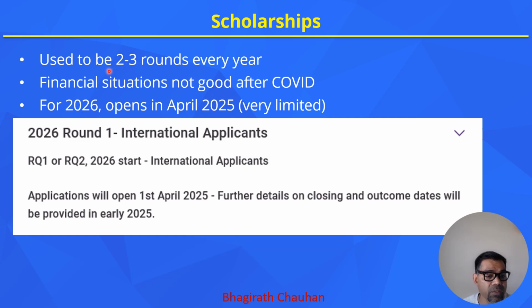Now, scholarships used to have 2 to 3 rounds every year at my university, but now you see the last one was in April this year, and the next one will open next year in April. So it looks like only once a year, so it's reduced, and that's because the financial situation is not good for many universities, especially after COVID. In Australia, most universities get their funding from students' fees, but because of COVID, for 3 years we did not have international students, and most universities are in really big trouble financially. So I think in future, if the situation improves, they may go back to 2 to 3 rounds.